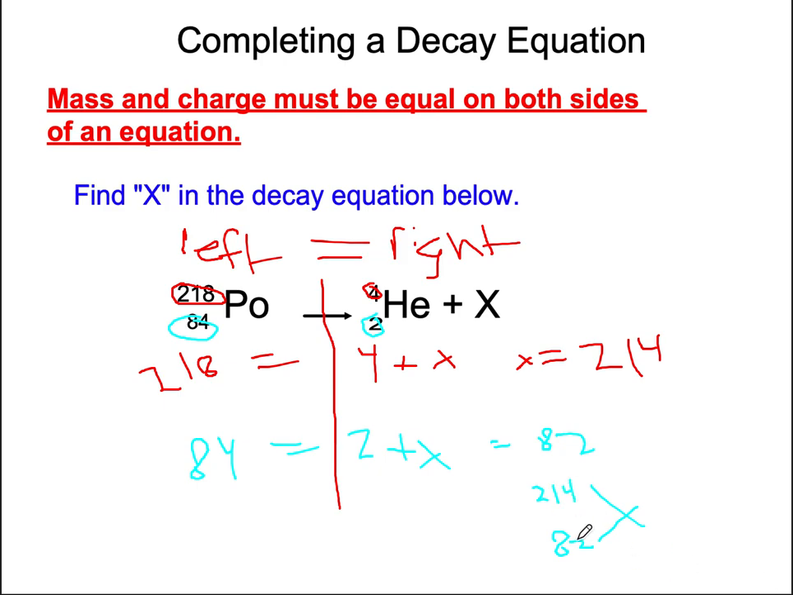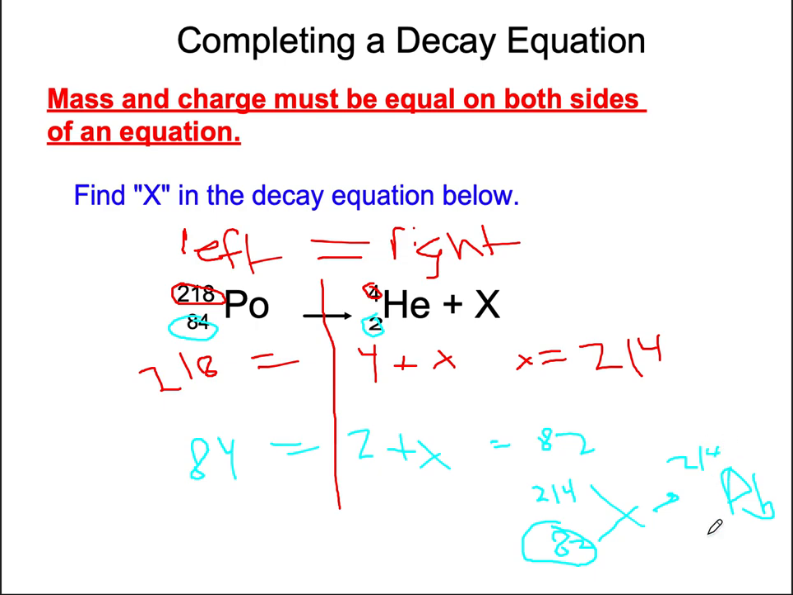That's step 1. However, X is not an element. If you look on the periodic table, X is not an element. So we can't leave it as this X. We need to change it to its elemental symbol. And if you look on the periodic table, remember that we can tell what an element is by this bottom number, by the atomic number. So if you look, 82 relates to Pb.